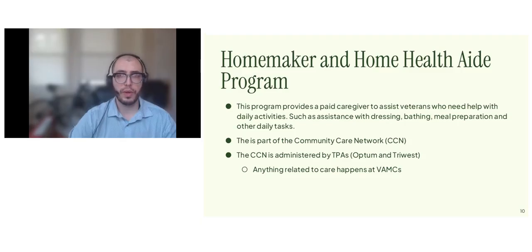But what's really important is that the actual groundwork for this program is happening at the VA Medical Center level. And then it's only the reimbursement and the payment for that that goes through the third-party administrators. So if you're someone who's actively working with veterans, what you need to understand is that the Homemaker and Home Health Aide program can approve anywhere from 6 hours a week of care to veterans all the way up to 24/7 care.